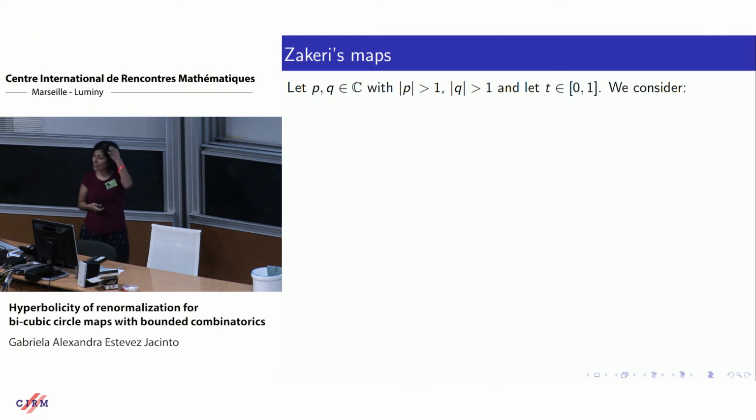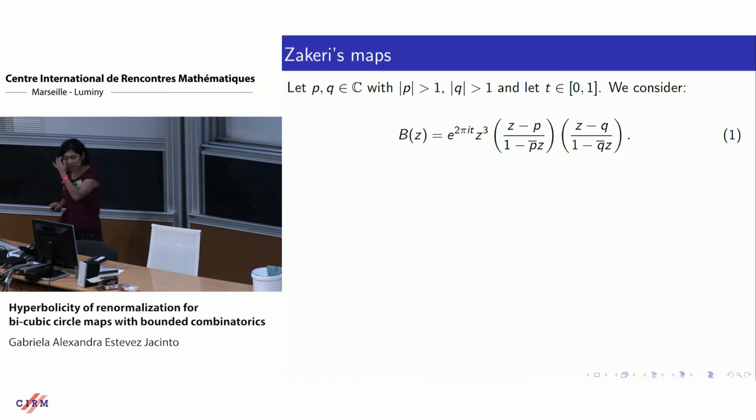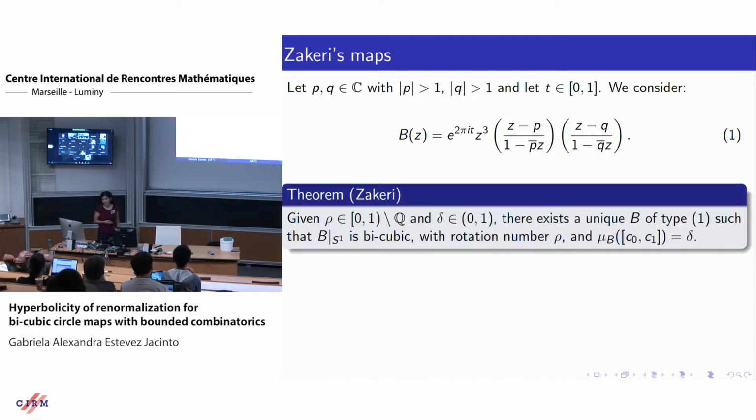There is a very nice example given by Zakeri, so I call it Zakeri's map. It's a 3-parameter family. P and Q are complex numbers with modulus bigger than 1, and t is a number between 0 and 1. Zakeri's map is given by this formula, the only formula that I will show in this talk.